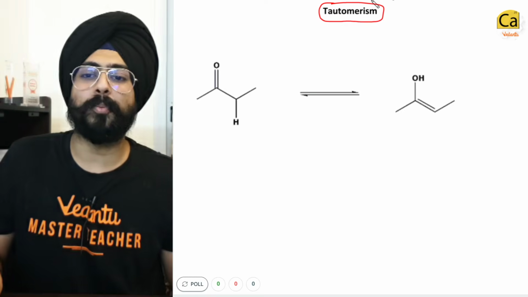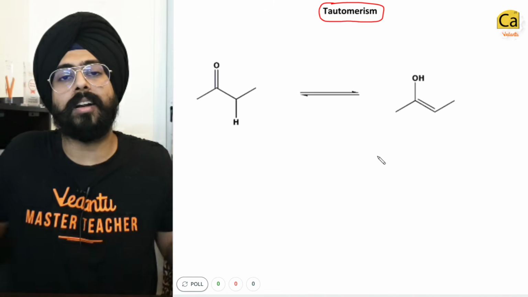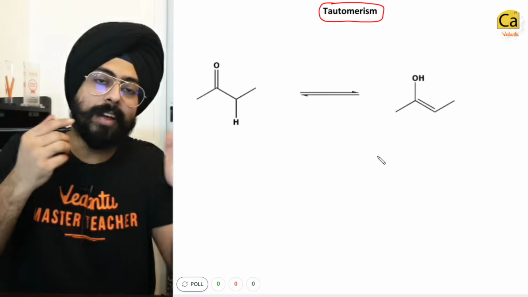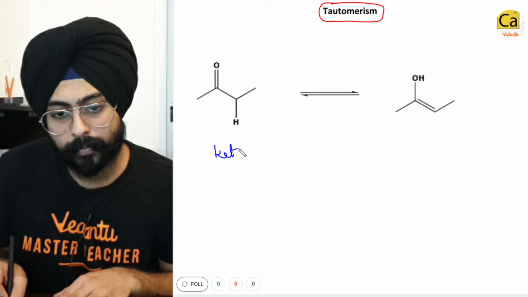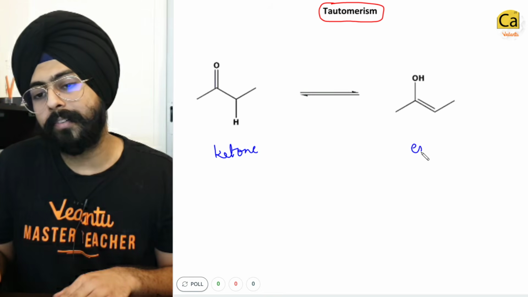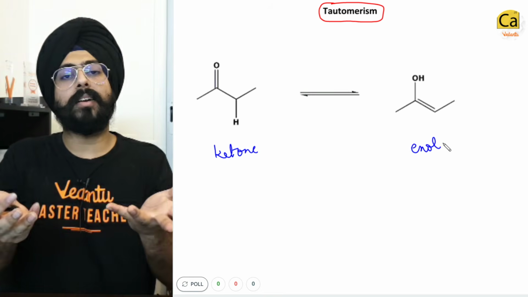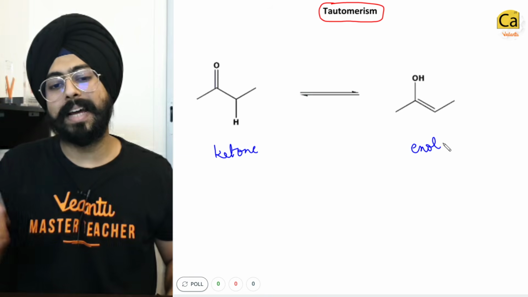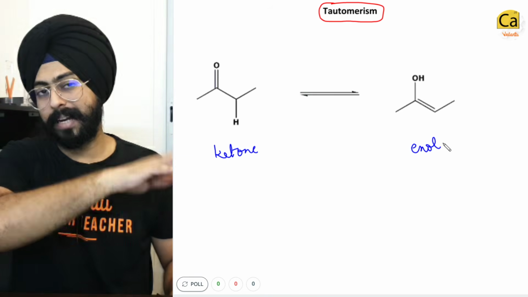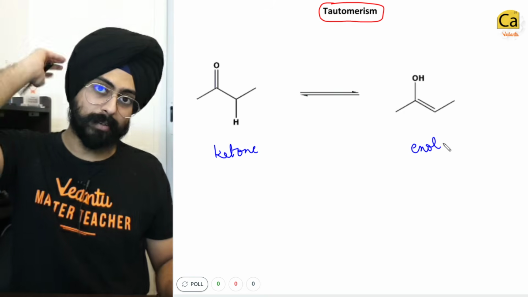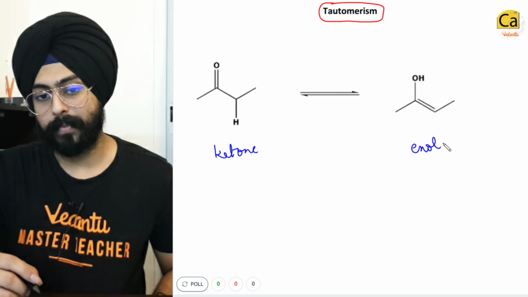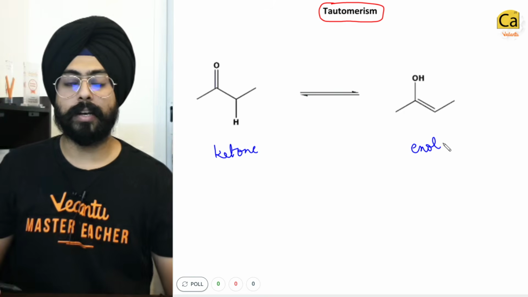In the case of tautomerism, these two functional isomers are in equilibrium with each other. On the left hand side, we have a ketone, and on the right hand side we have an enol. So this type of tautomerism is known as keto-enol tautomerism, and we have discussed this in a lot of detail when we studied epic GOC. Yeah, so keto-enol tautomerism, these two are in equilibrium with each other.